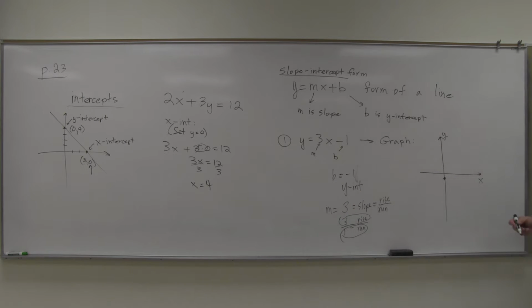Well, obviously, rise of 3 means go up 3. So 1, 2, 3. So we're going from this point. So we go up 3. And then a run of 1. Run is forwards. That's what that means. So run 1. So that puts me right above the x value 1 there. Yeah, that gives me another point.